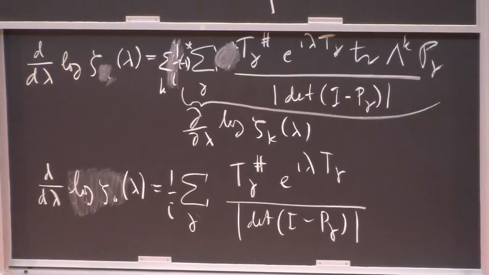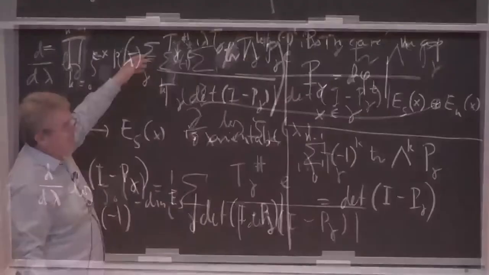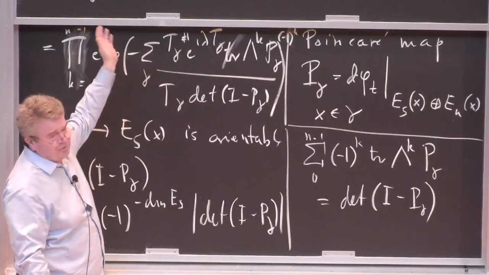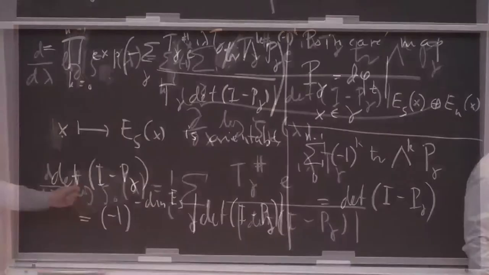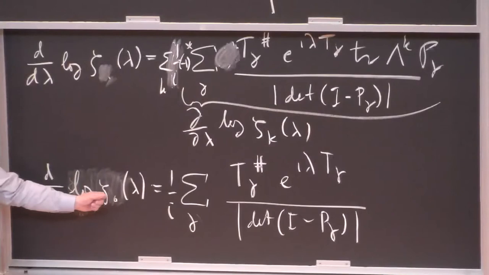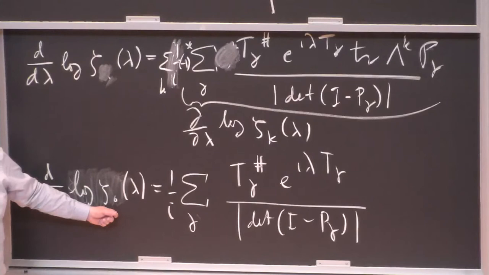So you see, our zeta function is a product of zeta 0 divided by zeta 1 times zeta 2 divided by zeta 3 and so on. So what we need to prove is, to obtain meromorphy of zeta, it's enough to prove that each of these pieces here is meromorphic. In fact, it turns out each of these pieces is holomorphic.